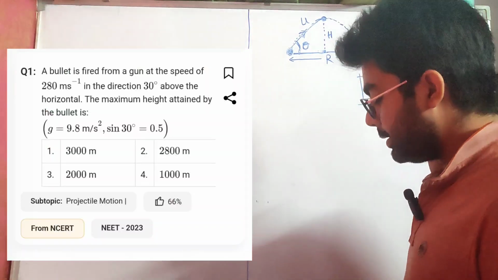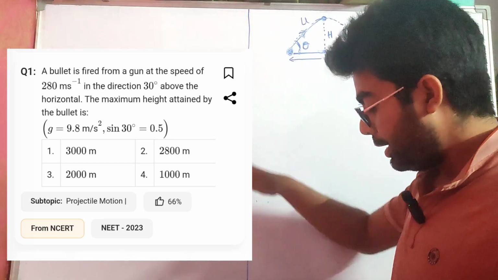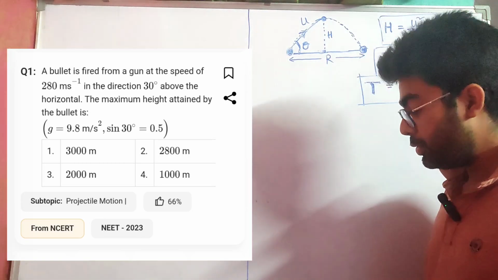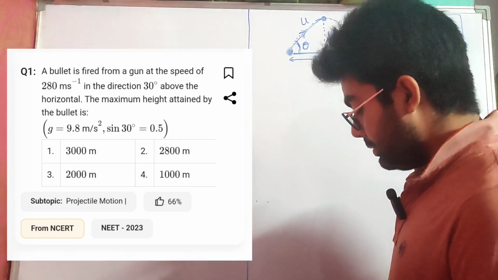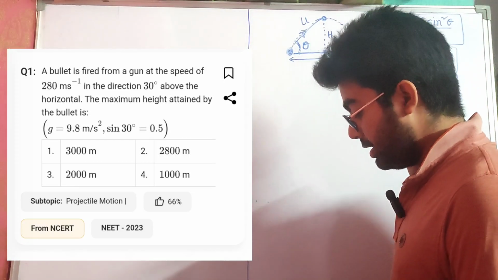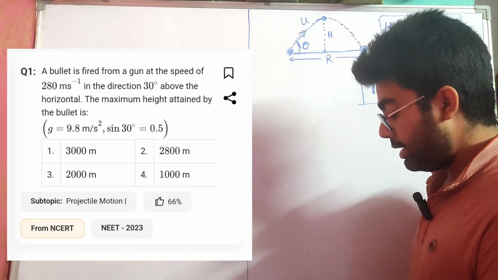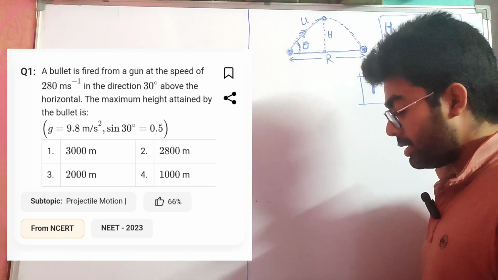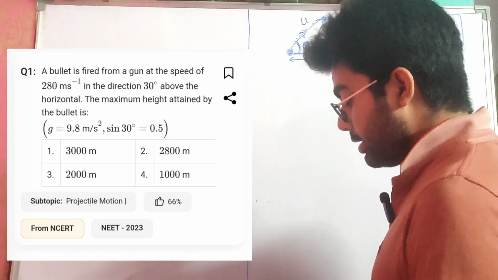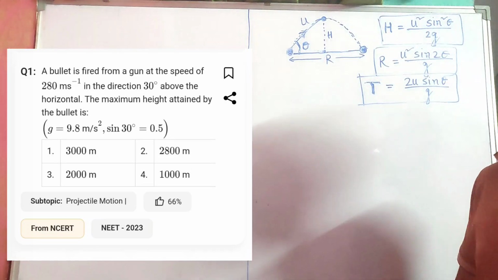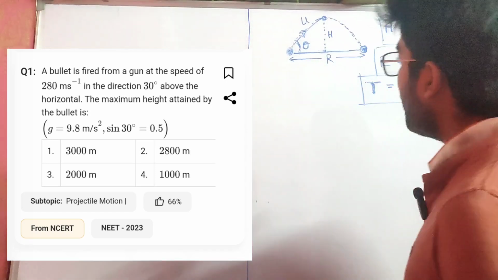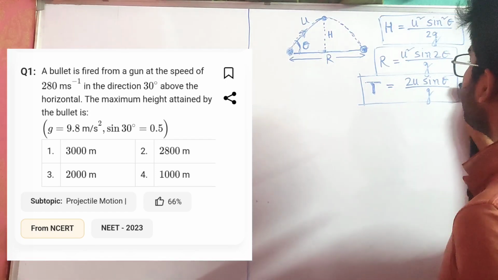Look at the board. A bullet is fired from a gun with a speed of 280 meter per second in a direction 30 degree above the horizontal. The maximum height attained by the bullet is? g equals 9.8 meter per second square, sin 30 degree equals 0.5. We are solving this problem.